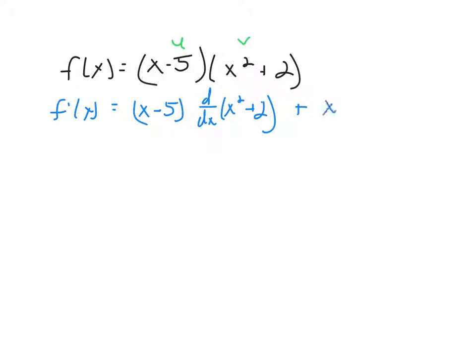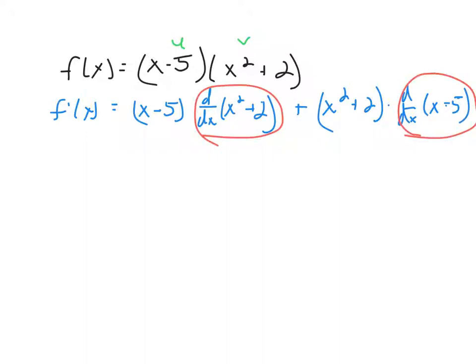the second function, which is x squared plus 2, as is, times the derivative of the first function, which is x minus 5. So now what I need to do is actually go and take the derivative. So I'm going to take this and this and actually evaluate what the derivatives are.